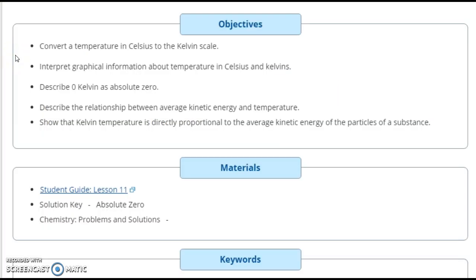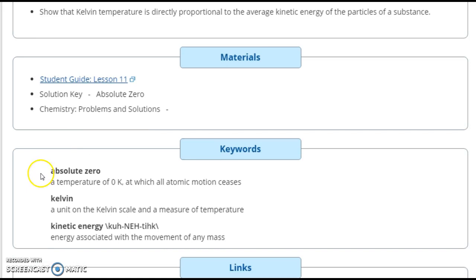So we have our objectives. We're going to convert a temperature in Celsius to the Kelvin scale, which you've already been doing. Interpret graphical information about temperature in Celsius and kelvins. Describe 0 Kelvin as absolute zero. Describe the relationship between average kinetic energy and temperature. Show that Kelvin temperature is directly proportional to the average kinetic energy of the particles of a substance. So directly proportional. That means when the energy goes up, what happens to Kelvin? It goes up as well.